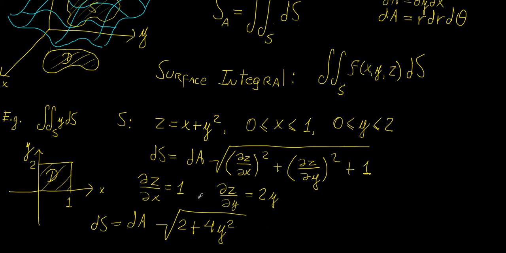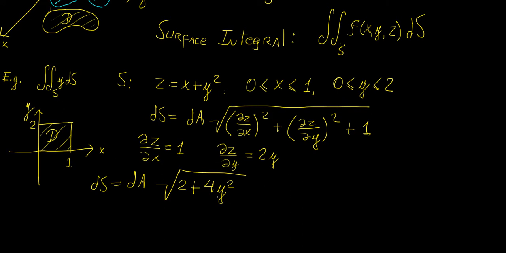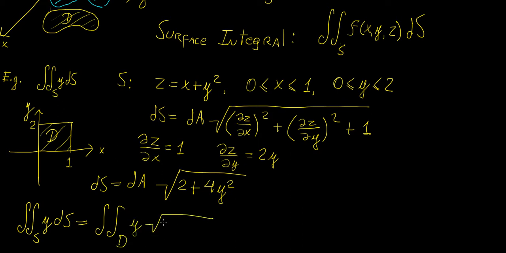Now we're going to plug this into our integral and integrate it. At this point it's probably better to decide which order of integration we are going to do. But first of all, let's write the integrals. So we have the double integral of the function y dS. And now what do we have here? Well, it turns out that we're going to have y times the square root of 2 plus 4y squared times dA.